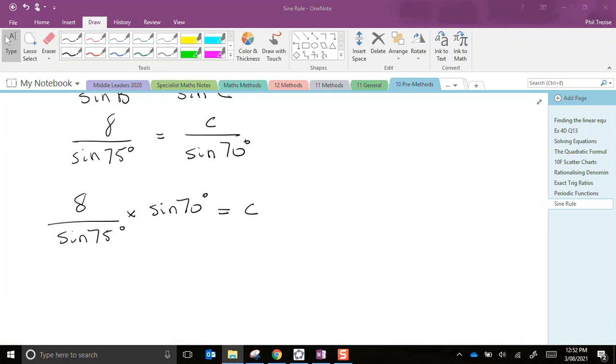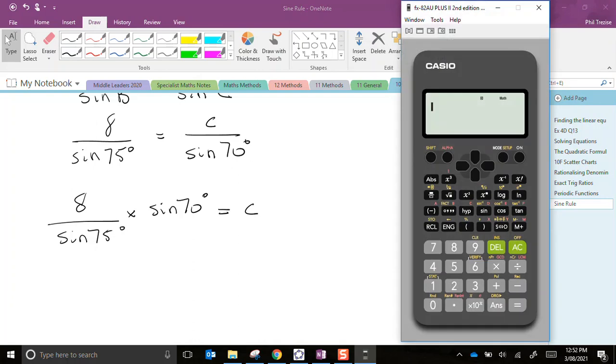Now, if I'd been a bit more organised, I would have had my calculator ready, but just bear with me for a second while I find my calculator. There it is. So check that it's on degrees, yes, and I need a fraction. I need 8 over the sine of 75. Then move to the right and multiply by the sine of 70. That looks right. And my answer is 7.78.